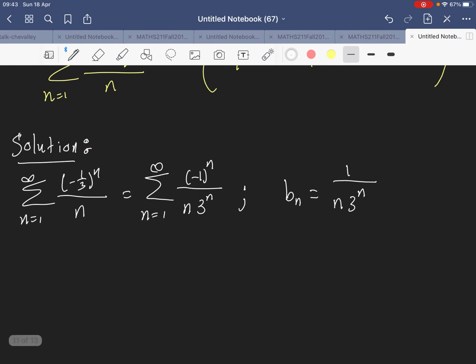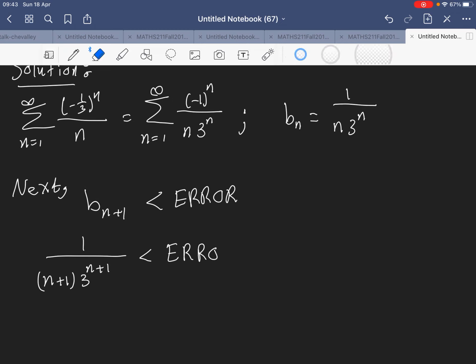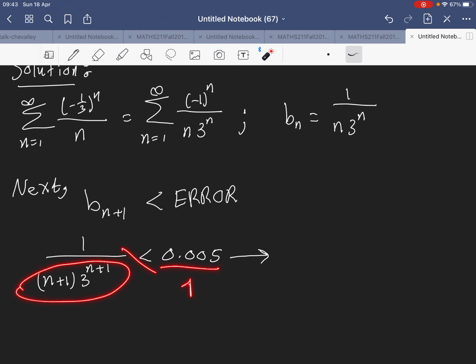Next step, I need to write Bn plus 1 less than the error that I have. And I just write it down here. Oh, sorry, here we write the number of the error, which is 0.005. Now, this is an inequality. You need to move things around. So let me take everything here. I will just do cross product.